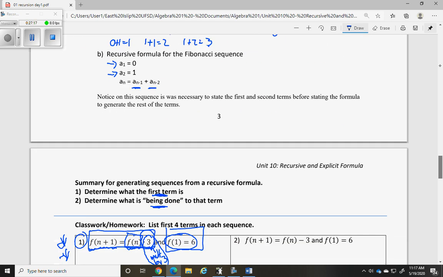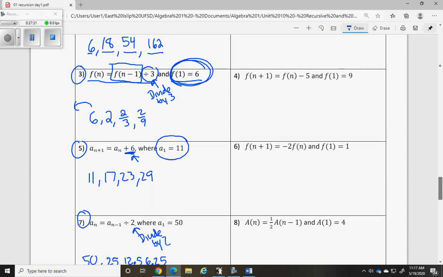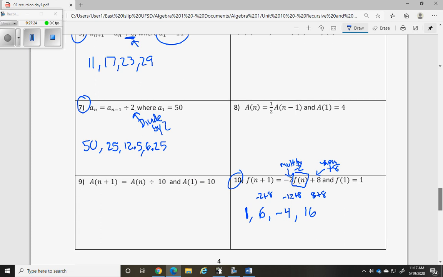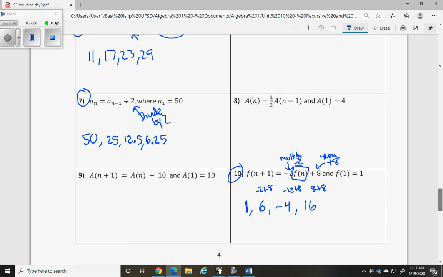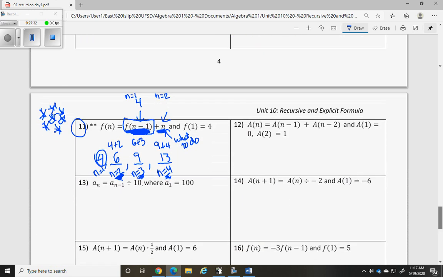Remember that you can easily do number 1, 3, 5, 7, and 10. Those weren't so bad. Those told you exactly what to do. The ones that are a bit tricky is when they use an n to tell you what to do.